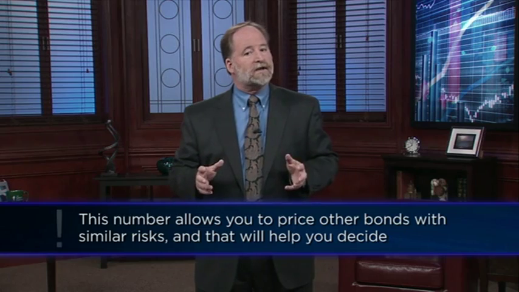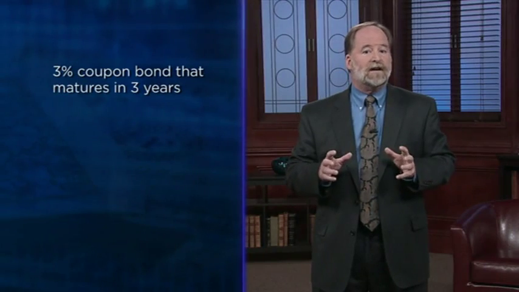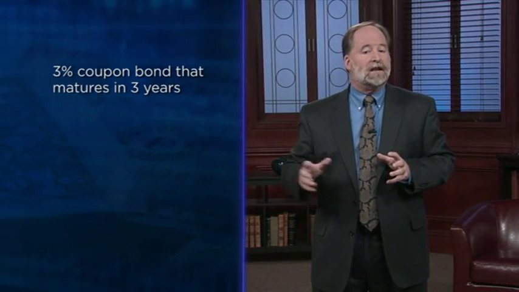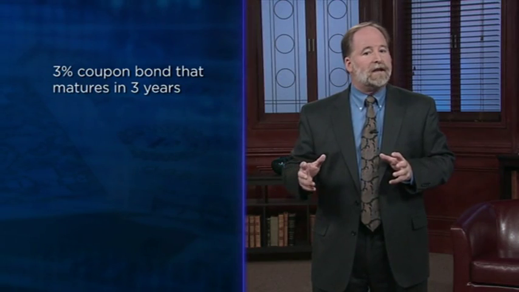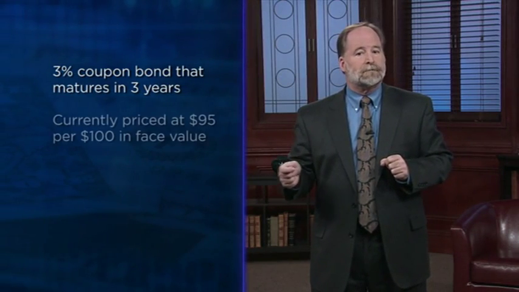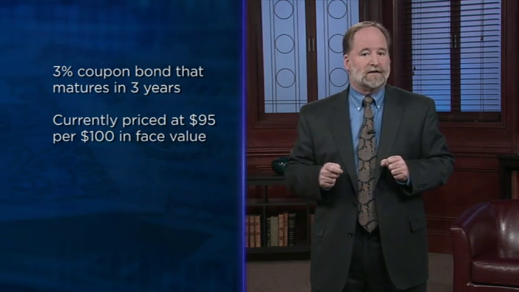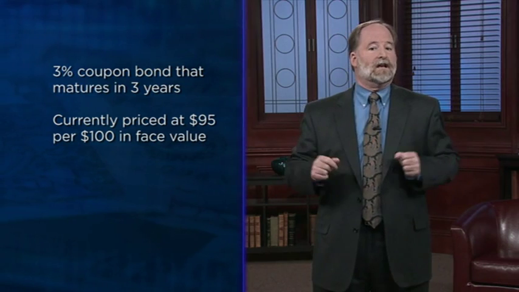So what does this mean? Should we sell? Should we buy? This number allows you to price other bonds with similar risks. And that will help you decide. For example, let's say you find a junior subordinated bond that has similar characteristics, but it has a 3% coupon that matures in 3 years. It's currently priced at $95 per $100 in face value. Is this a good deal?